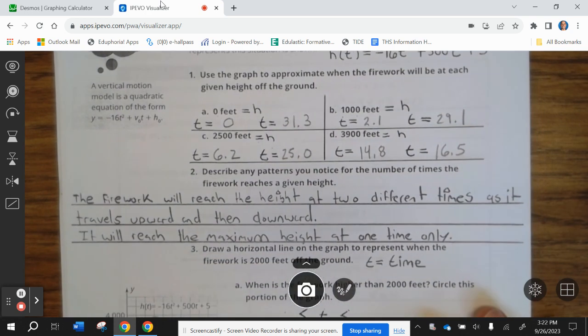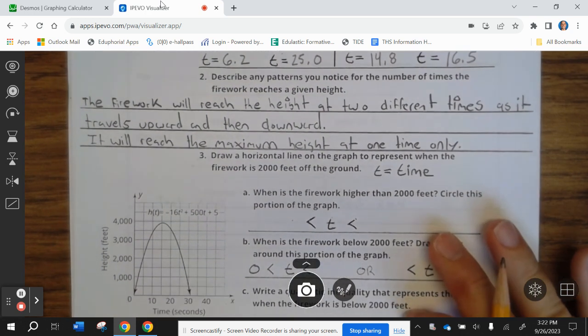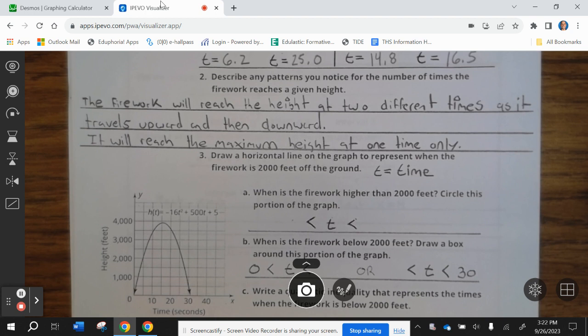All right, next. Describe any patterns you noticed for the number of times a firework reaches a given height. A firework will reach the height at two different times as it travels upward and then downward. It will reach the maximum height at one time only. Let's take a look at the next.